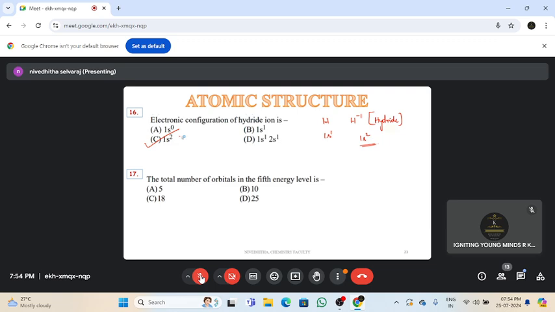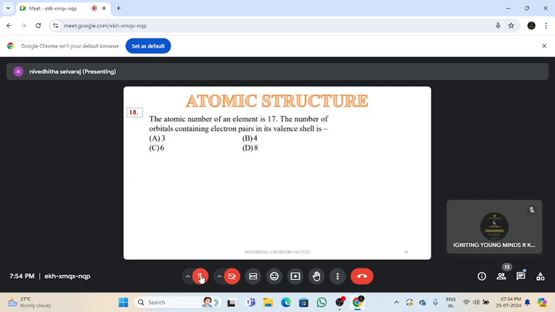How many orbitals are there in fifth energy level? Yes, Tatvatika's answer was right. The answer is 25. Basically, the formula to calculate the number of orbitals in a given shell is n square. Here, the value of n is 5. So, 5 square is 25. That's it. Next question.